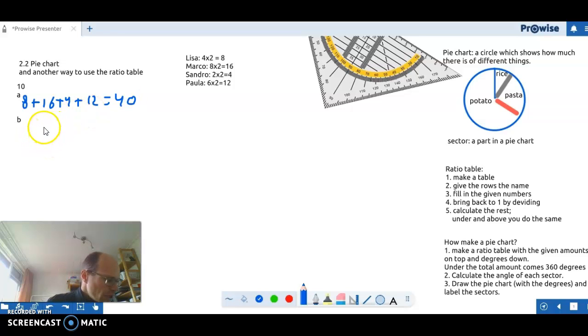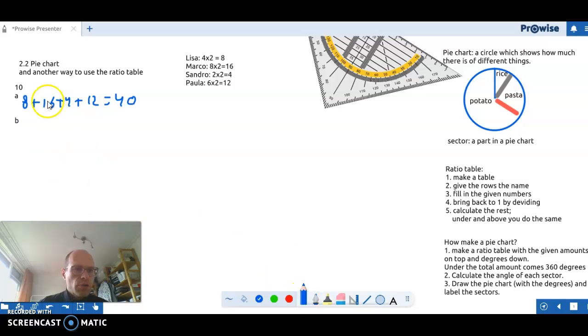Okay, with B, we need to use the ratio table to calculate the size of the angle of a sector in the pie chart that corresponds to Lisa. So she's 8 and the total is 40. So we're going to make a ratio table with the given amounts on top and the degrees down. So what do we have for Lisa? We have stamps, or number of stamps. That's how we'll call them. I'm just going to call them stamps.